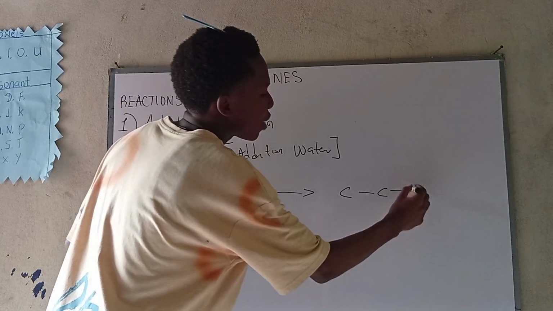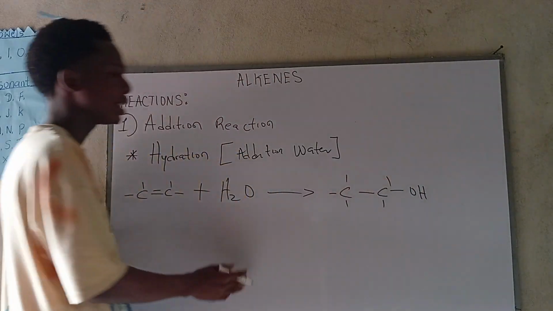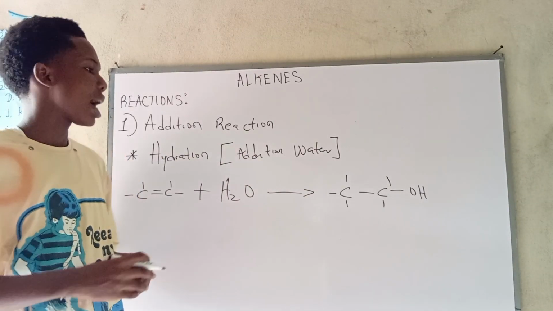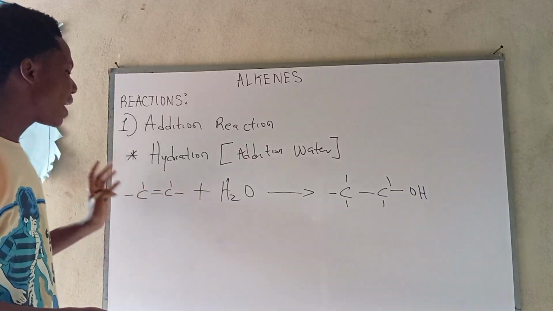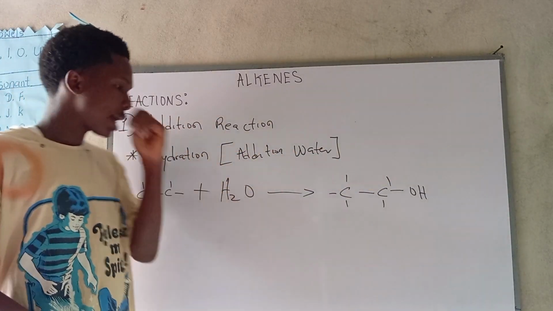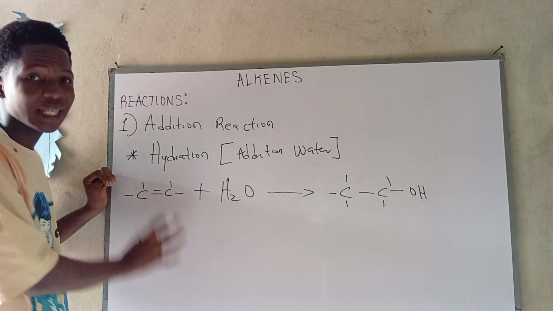Now we are going to add our functional group. This is our general formula. Now let's take an example and look at what it is going to give us. If we use any alkene, it is going to give us a corresponding alkanol. Now, let's take an example. What is the example I'm going to use? We can use propene.